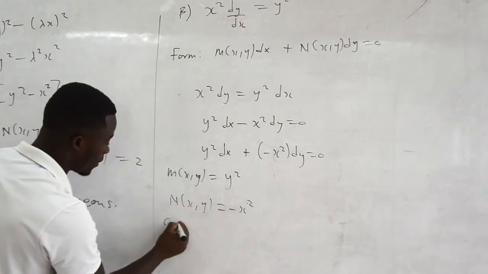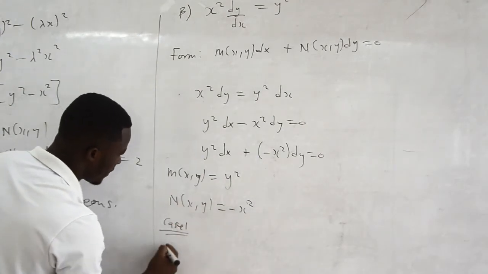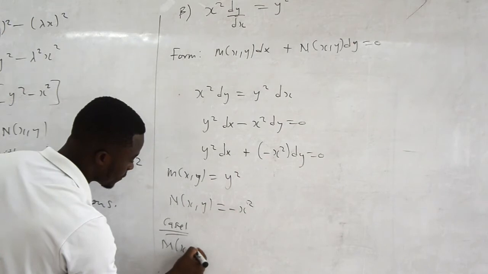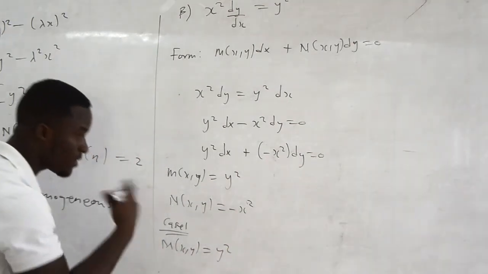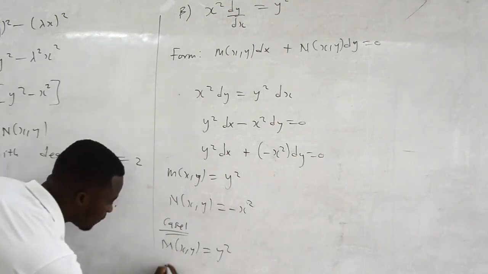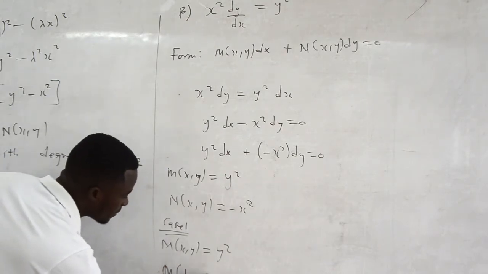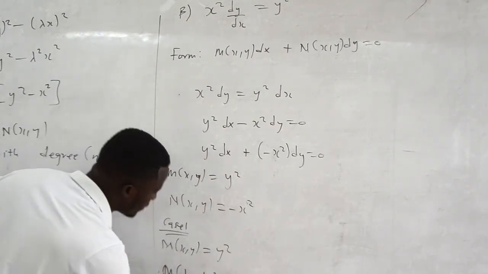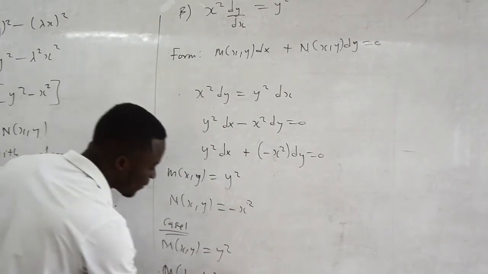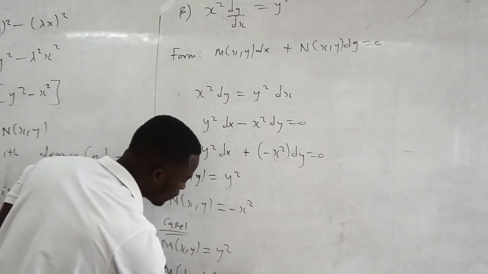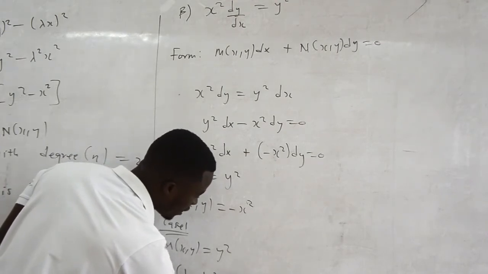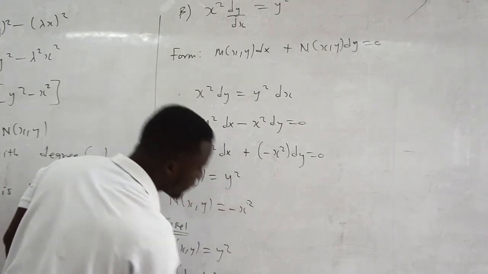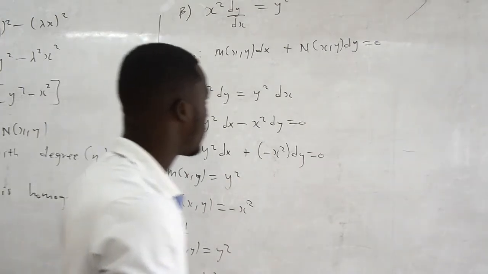So case 1, taking my M of x y, now I'll change this x just like what we did in the first example. I'll have M of lambda x, lambda y to be equal to, even here there's no x, so we'll just have lambda squared y squared, in which this one is the same as lambda squared M of x y. So that's for case 1.